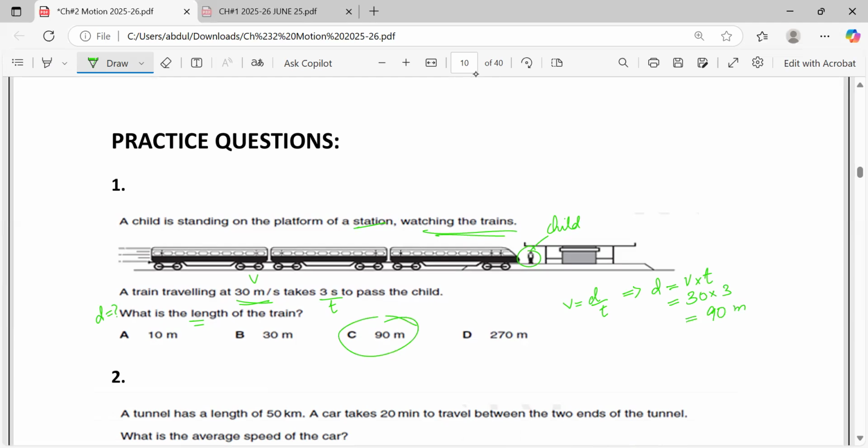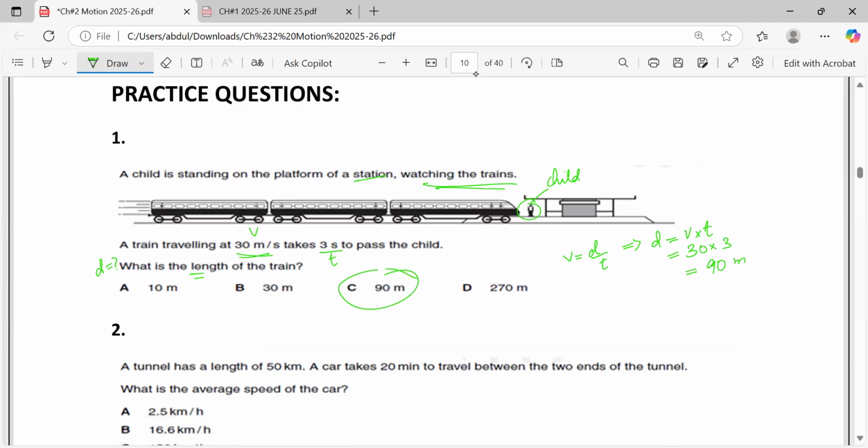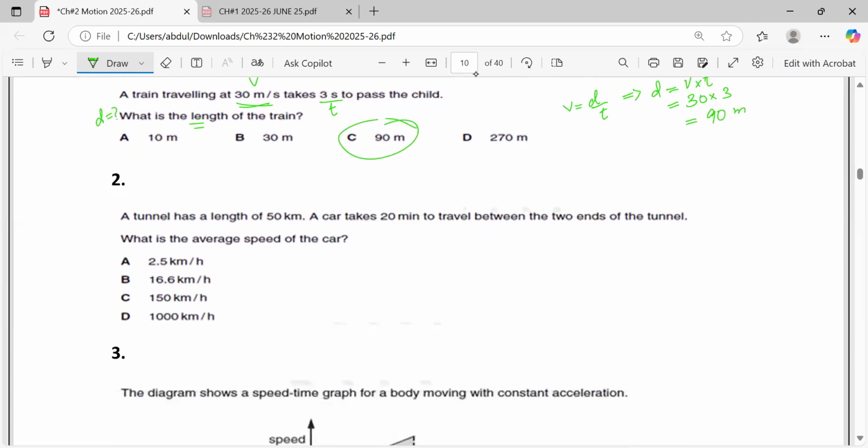Okay, let's move forward. Question number 2. A tunnel has a length of 50 kilometers. So this is distance. A car takes 20 minutes to travel between the two ends of the tunnel. Like when you are traveling to Makkah to perform Umrah, there are always many tunnels. Nafak in Arabic. In Urdu, we call it surung. In English, of course, it is tunnel.